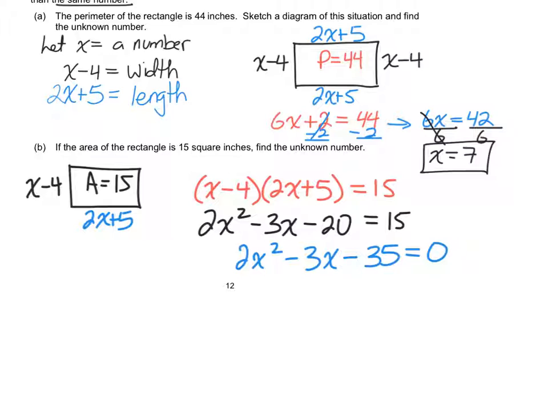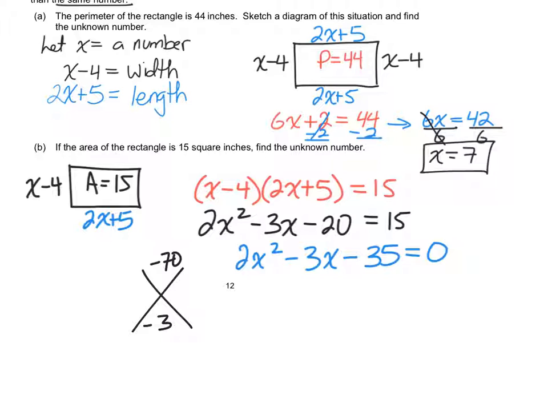Now we just have to come up with the factors. So you may know it, you may not know it. I'm going to assume that it's a leading coefficient other than 1, so maybe you want to do the x chart. If that's the case, you're going to put a negative 70 up top, product of A and C, and negative 3 on the bottom, and figure out what the factors would be from there. You may want to go to the calculator for this.